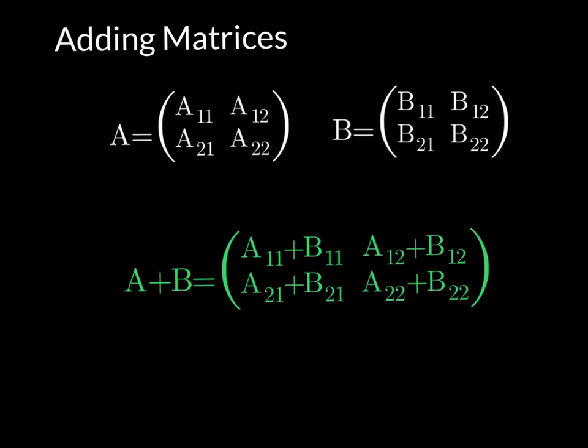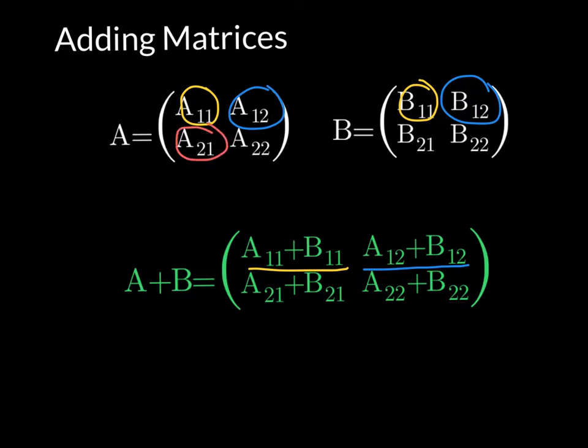How exactly do we add them together? Well, it is quite simple. We simply add element A11 to element B11. We add element A12 to element B12. We can also add A21 to B21. And then finally, we can add A22 and B22. So essentially, we add the corresponding elements of each matrix together.